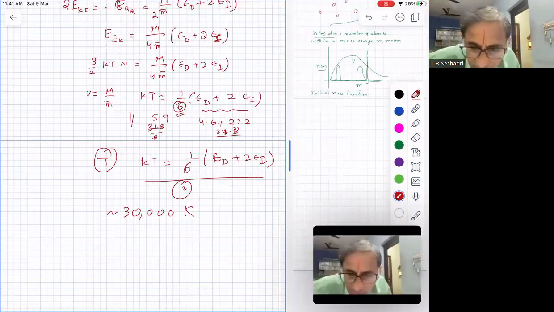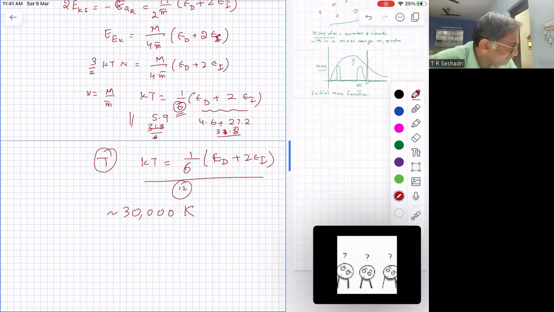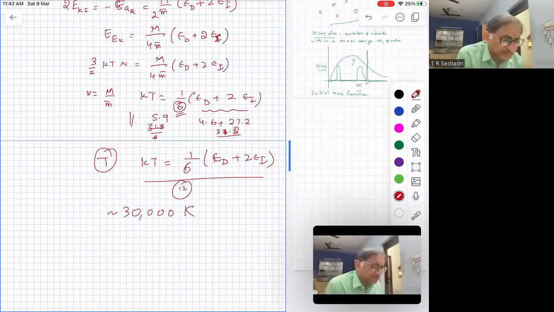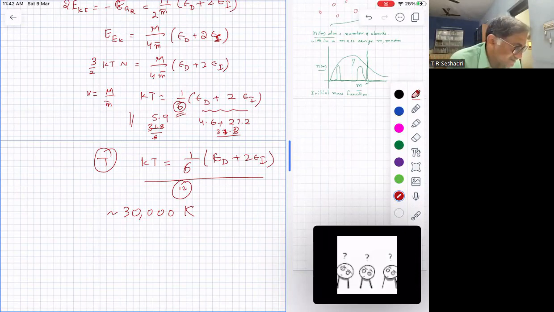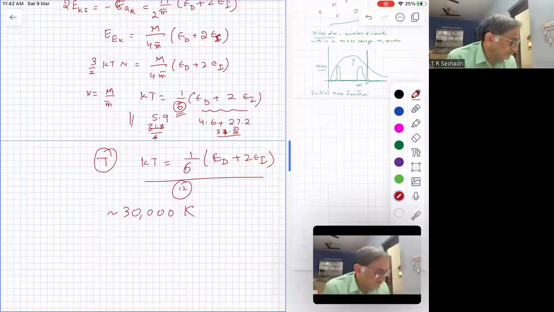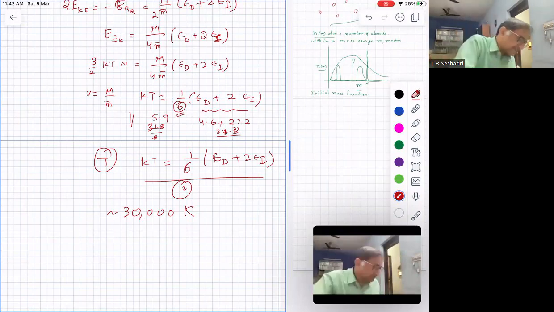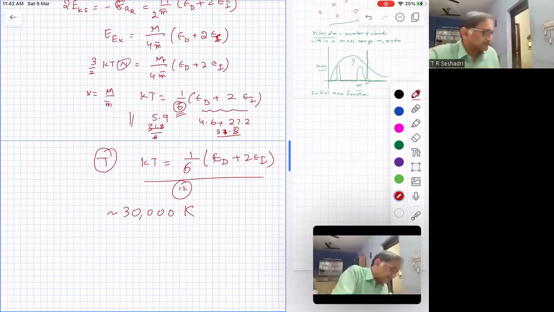Sorry, I didn't understand. You mean if it had the same number of ionized hydrogen, the cloud will have roughly the same temperature? No, not the same number of ionized hydrogens. What I'm saying is that independent of the original mass of the cloud, the temperature will be the same. You see, it is independent of the number or the mass, because M by M bar and N cancel out.